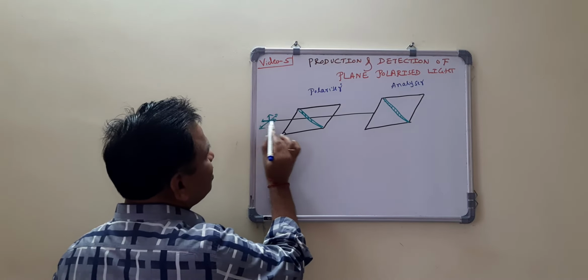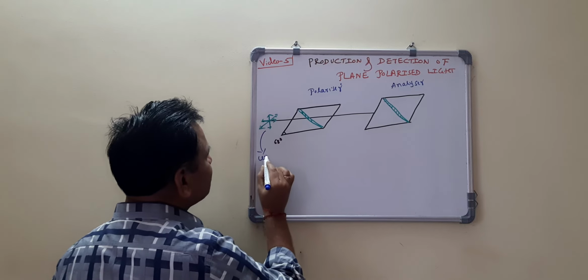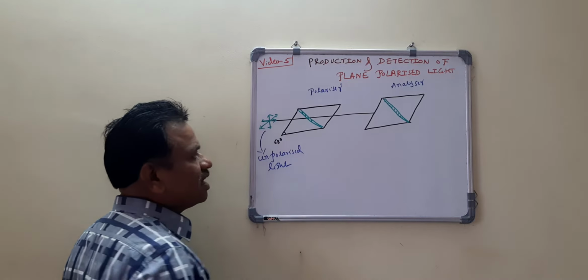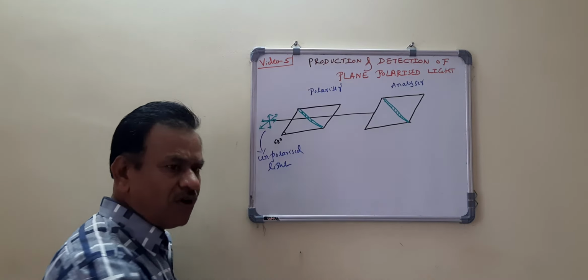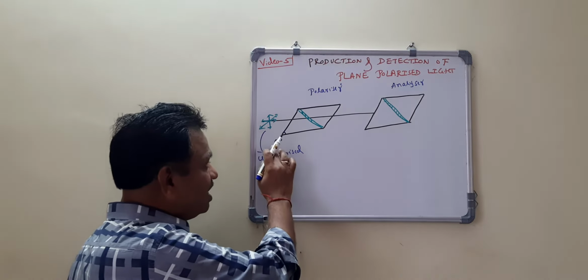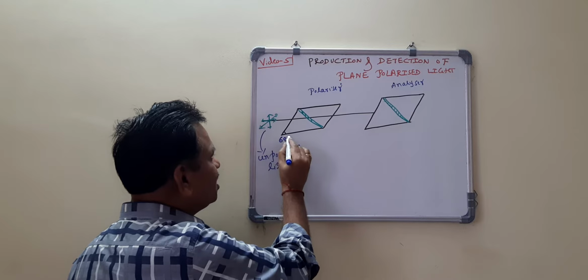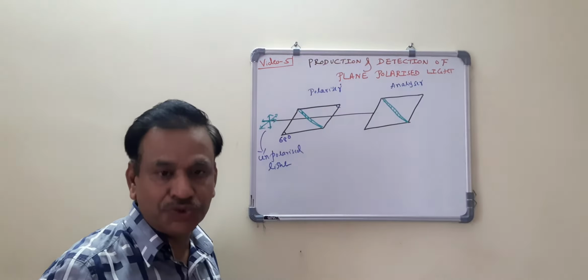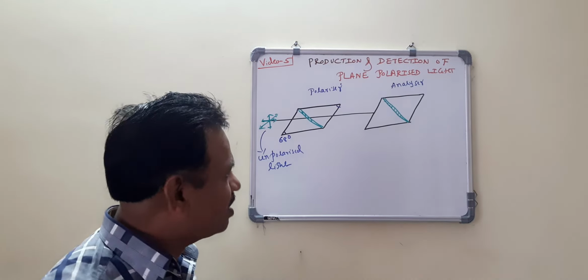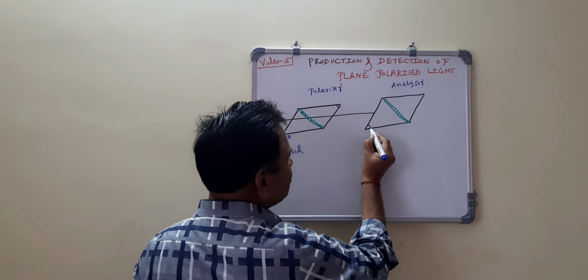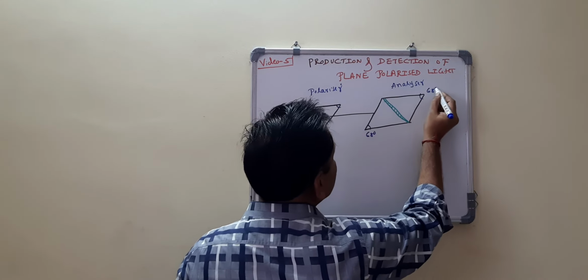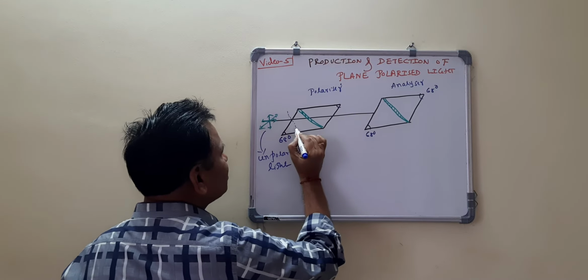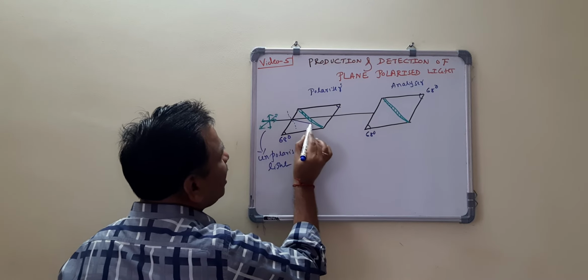Here you see, this is the unpolarized light. I already told you this crystal is a modified form of calcite crystal. Earlier it was 71 degrees, now it changes to 68 degrees. This is also 68 degrees, but this is 112 degrees, as I told you in the previous video. This is also 68 degrees.